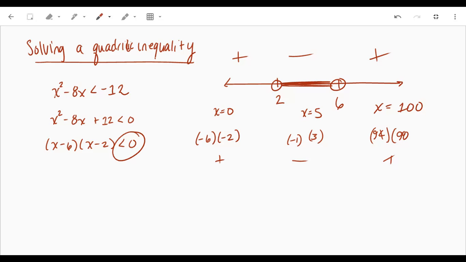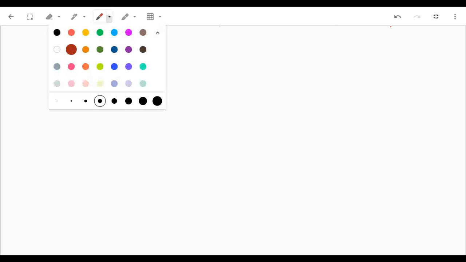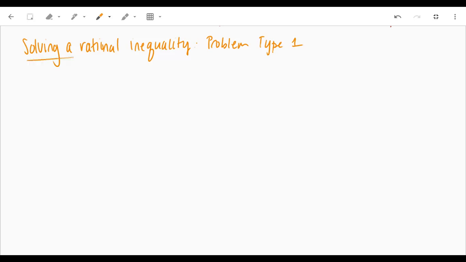All right. We have another one now, solving a rational inequality. I think you did these in Algebra 2. It's a similar idea. And they call this problem type 1, whatever that means. It's a similar process. In this case, we have -x plus 6 over x plus 2 is less than 0.